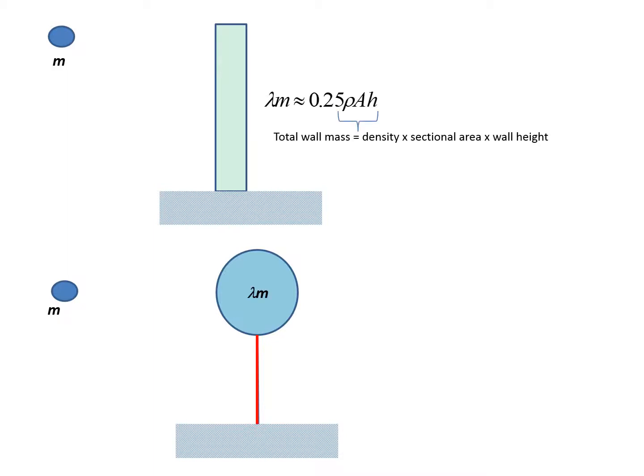The amount of lump mass representing the wall may be taken to be equal to 1/4 of the total mass of the wall.